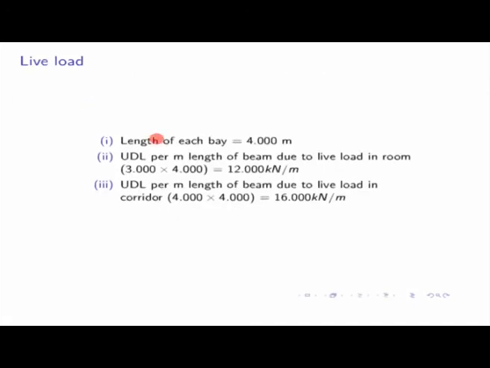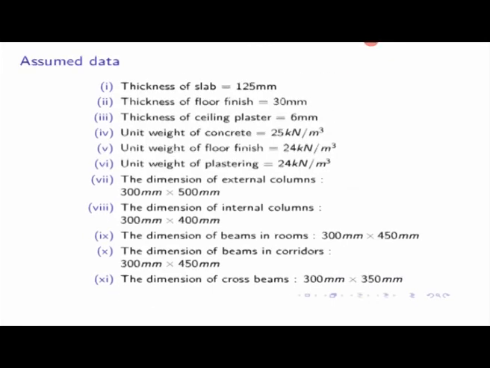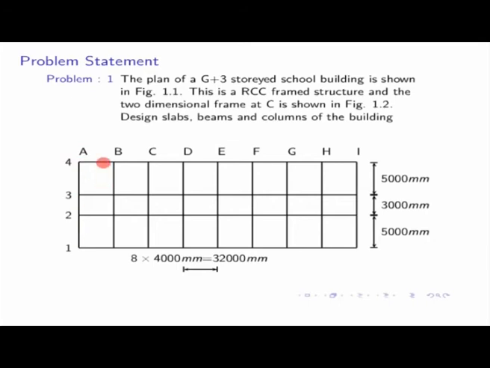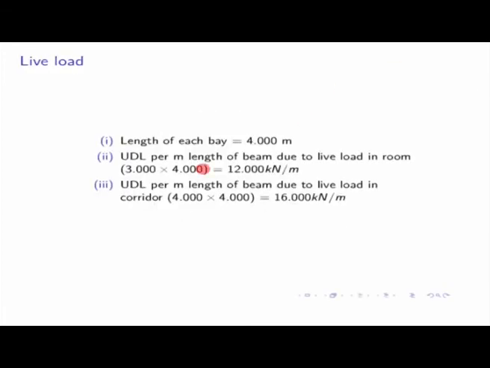Now live load. Length of each bay 4 meter. What do we mean by each bay? This is each bay, so this is one, this is one. The spacing between two frames is the one we are getting here. So length of each bay 4 meter, UDL per meter, say 12 kilonewton per meter.